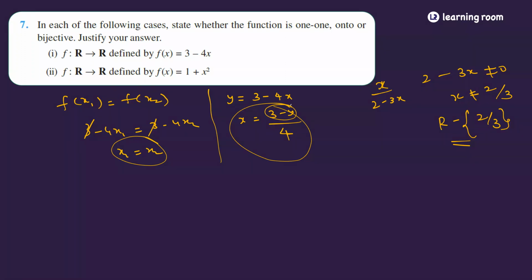Why I'm telling you this is, suppose the question had been like this, and when you're solving, you get x is equal to 4 divided by 3 minus y. Will it be an onto function? Why?